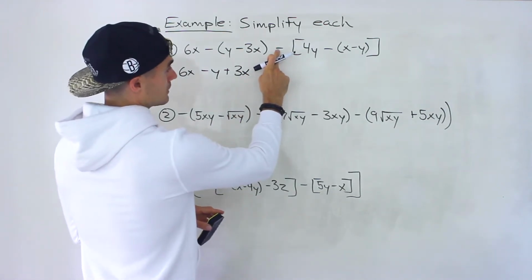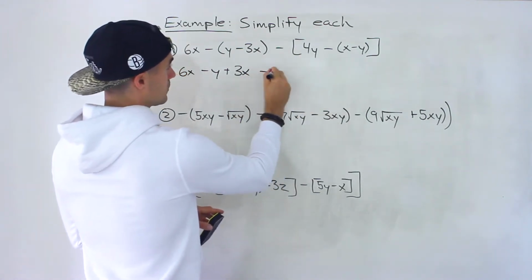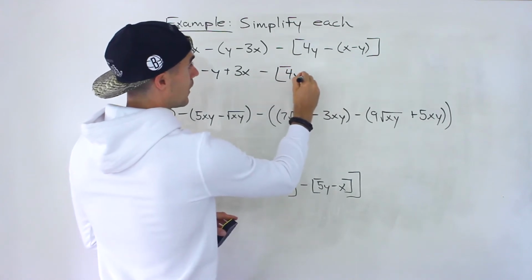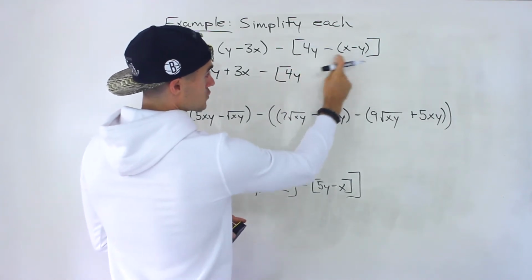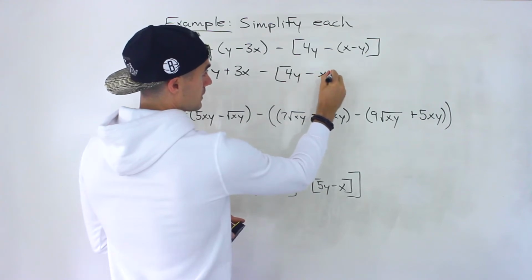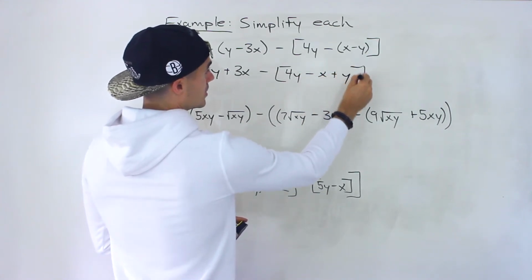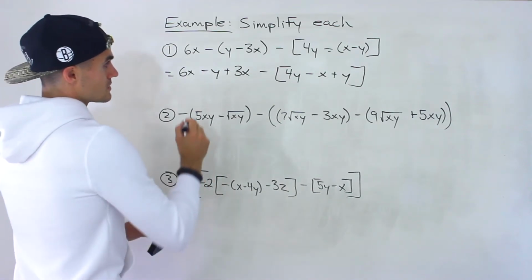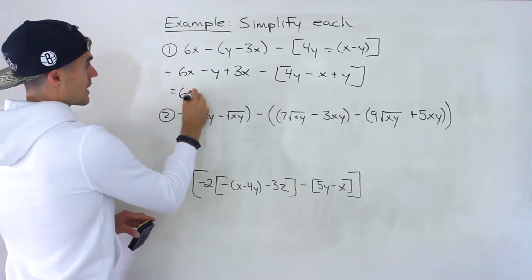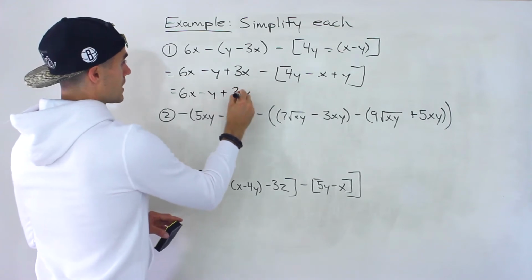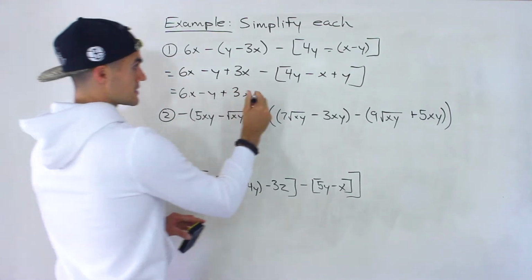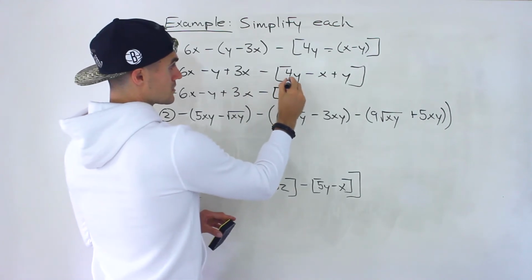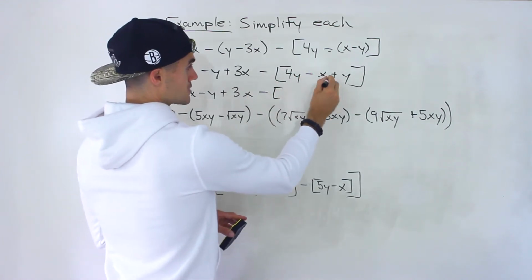And then before distributing this negative inside this whole bracket, what I'm going to do is first simplify this bracket as much as possible. So we'll have 4y. This negative I'm going to distribute to this inner bracket, so negative x plus y. Both signs change there. And so from here, we'll have 6x minus y plus 3x. Could have actually simplified these to 9x, but it's all good. I'll do it later. So we've got 4y minus x plus y.